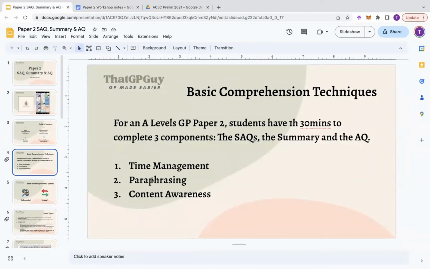Paraphrasing. Obviously, you guys should know that paper 2 is all about paraphrasing. There's paraphrasing from the first segment, SAQ. Use your own words as far as possible.